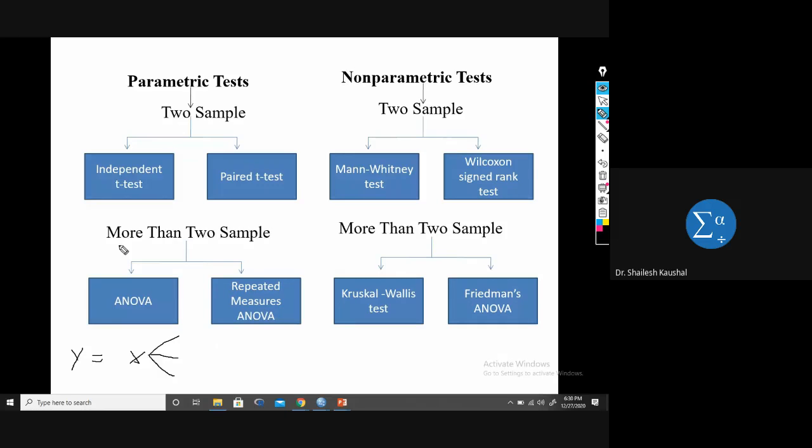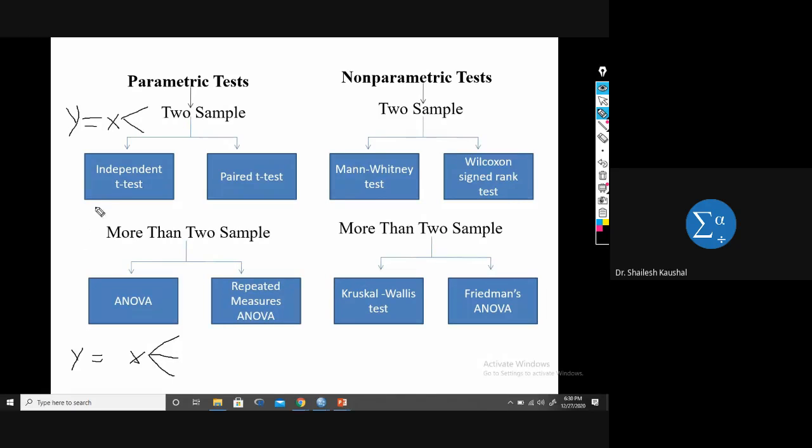So the condition of the independent t-test, we can compare only the two groups. One group may be experimental group, another control group. One group rural, urban, private sector, urban sector. When we compare two groups, then we use independent t-test. In case we have more than two groups, then we use analysis of variance.